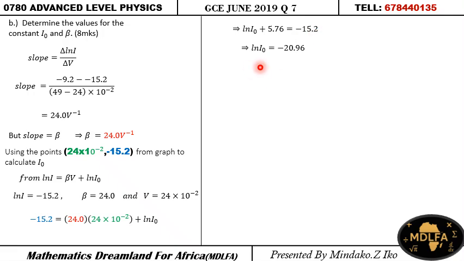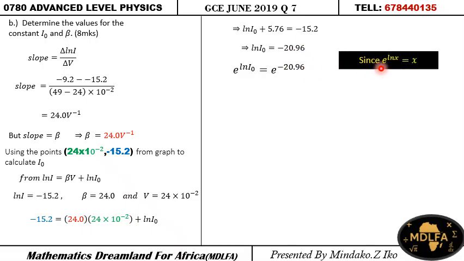So that is my ln I naught, but the question says calculate I naught, the constant I naught, not ln I naught. So how are we going to calculate our I naught? It means that we just take E on both sides. Take E power ln I naught equal to E power this value here, which is negative 20.96. But you have to note that since E power ln x is equal to x, it means that E power ln I naught is just equal to I naught. Hence, I naught is just equal to E power all this value. And if you input this value into your calculator, you have I naught equal to 7.89 times 10 to the minus 10 amperes.